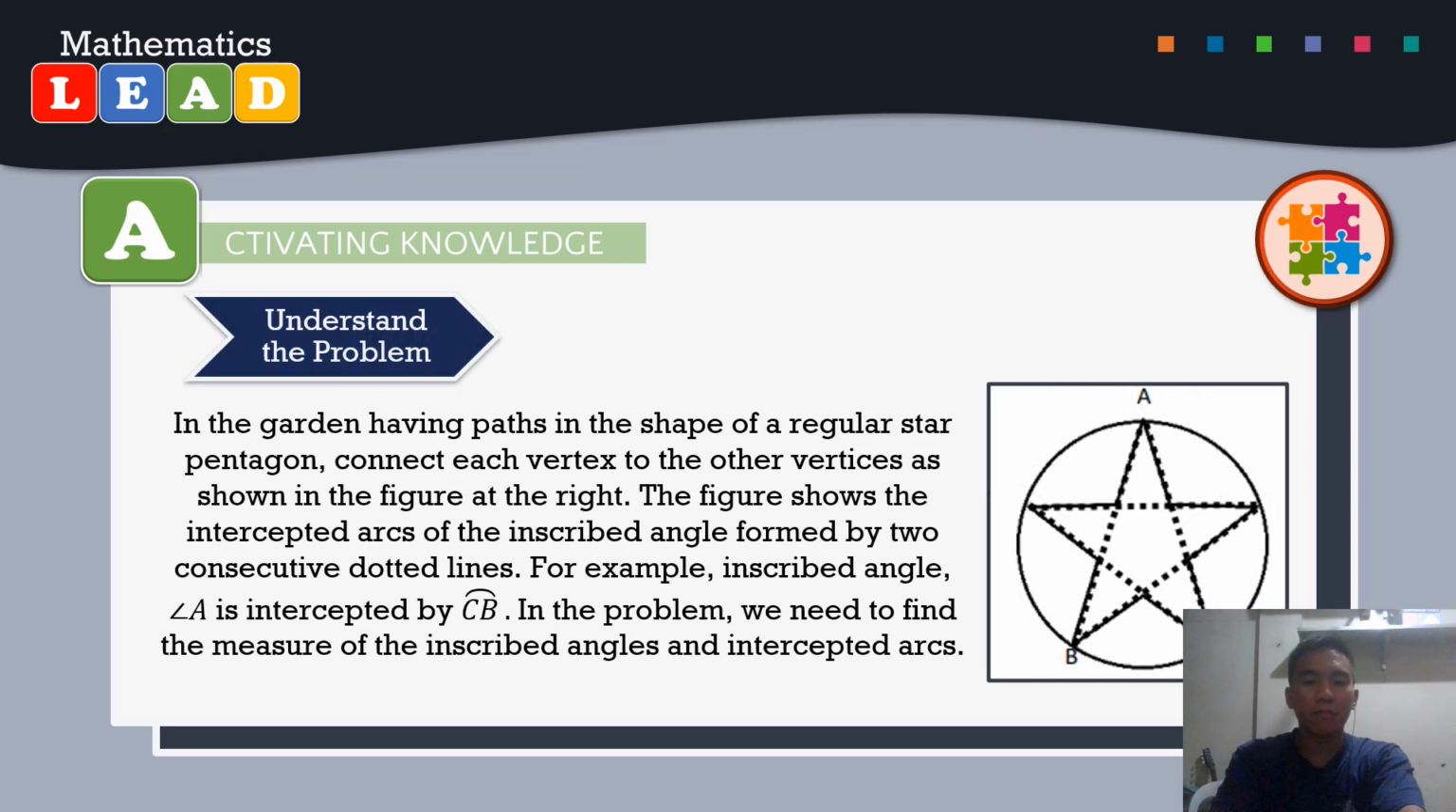In the garden having paths in the shape of a regular star pentagon, connect each vertex to the other vertices as shown in the figure at the right. The figure shows the intersected arcs of the inscribed angle formed by two consecutive dotted lines. For example, inscribed angle A is intersected by arc CB. In the problem, we need to find the measure of the inscribed angle and the intersected arcs.